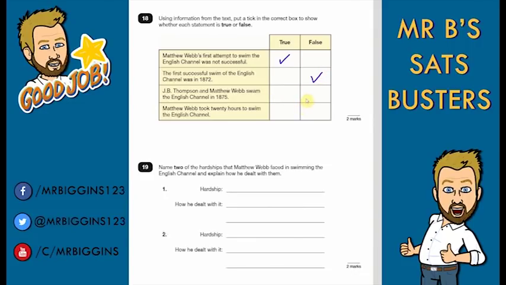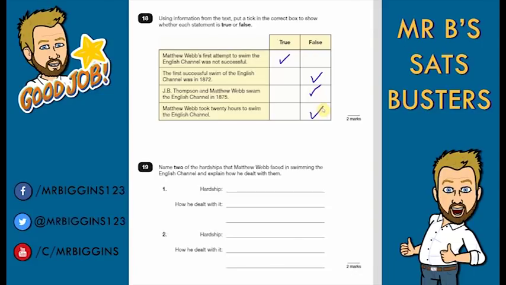Next one says J.B. Thompson and Matthew Webb swam the English Channel in 1875. We know this one is false as well because J.B. Thompson tried in 1872, Matthew Webb attempted in 1875. And the last one says Matthew Webb took 20 hours to swim the English Channel, and it's false because, as we know, as I slipped up there, it is 20 hours. So you get 2 marks there for all 4 answers, and you would get 1 mark if you got 3 answers right.